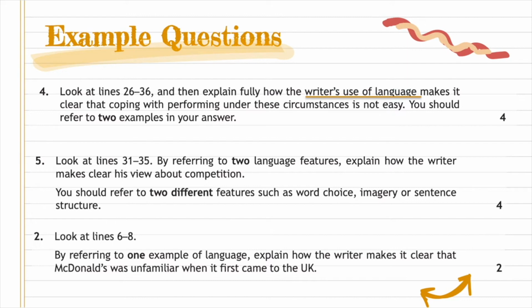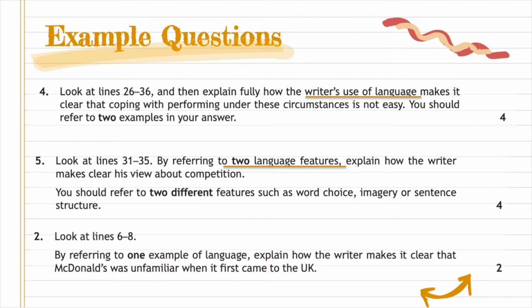Question 5 says, look at lines 31 to 35. By referring to 2 language features, explain how the writer makes clear his view about competition. And it then further specifies, you should refer to 2 different features such as word choice, imagery, or sentence structure. As you can see here, the phrase language feature pops up again, as well as us saying that we need to look for imagery. Now question 2 is quite similar to question 4. It will be a little bit more vague in comparison to question 5. It says, look at lines 6 to 8. By referring to 1 example of language, explain how the writer makes clear that McDonald's was unfamiliar when it first came to the UK.